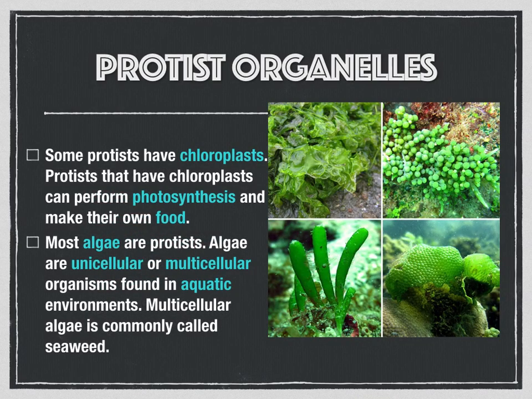Some protists have chloroplasts. Protists that have chloroplasts can perform photosynthesis and make their own food. Most algae are protists. Algae are unicellular or multicellular organisms found in aquatic environments. Multicellular algae is commonly called seaweed.